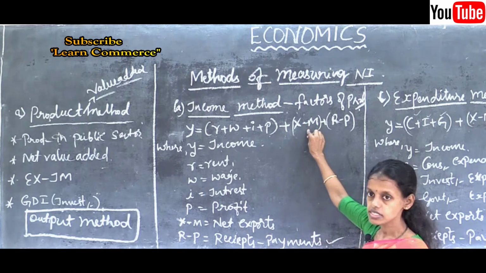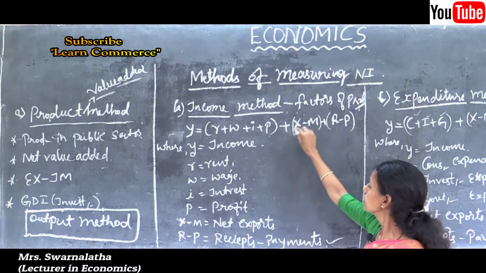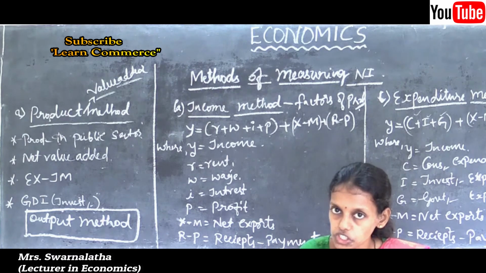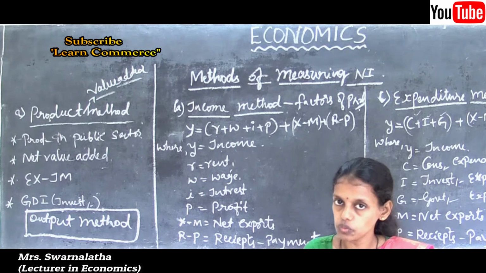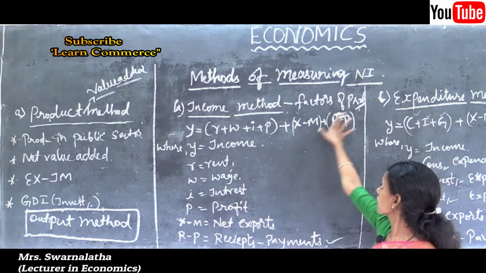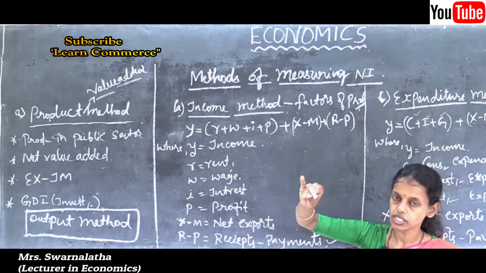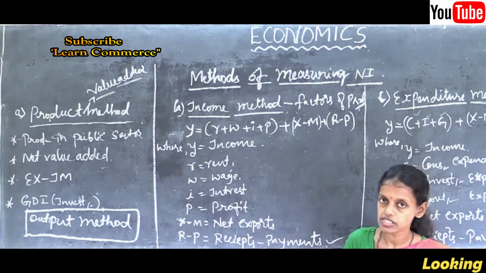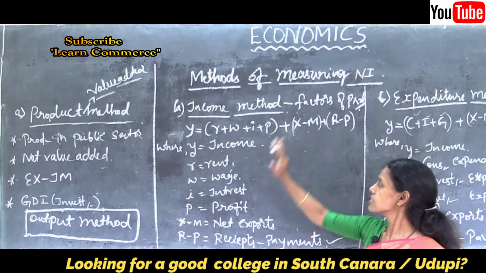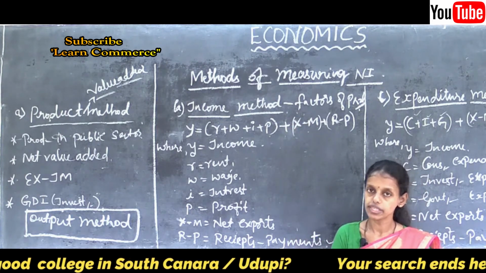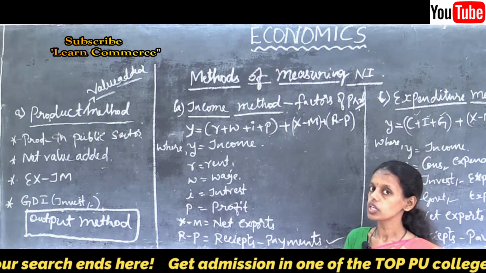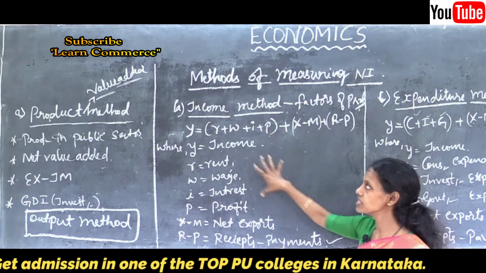The next one is the income method. Income method means income received from the factor payments and factors of production, together called the income method. While calculating national income, we are including all the factors of production, land, labor, capital, organization, and rewards given to factors of production: rent, wages, interest and profits. Thus, the income method is the money flow method to calculate national income. Here you came to know how the circular flow of income is working.